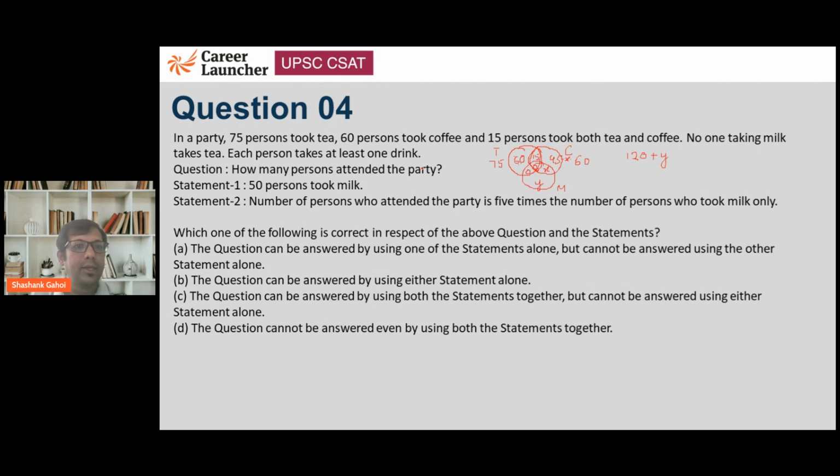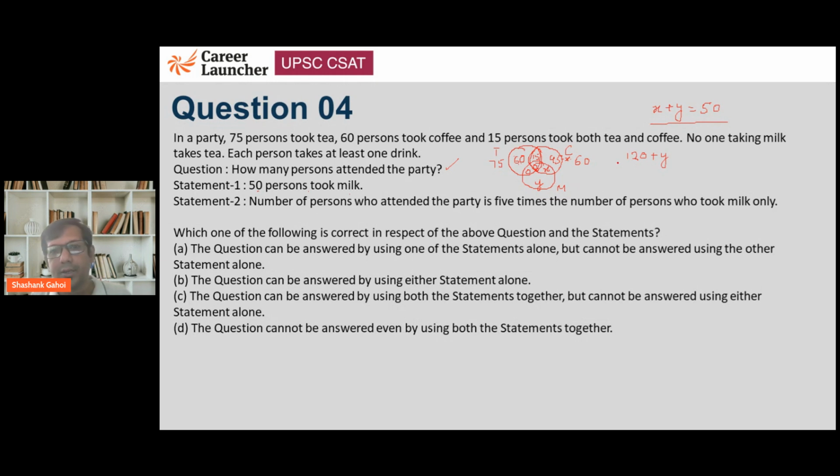Okay. Now the question is saying how many people attended the party. So that is 120 plus Y. So our job is to figure out the value of Y. Okay. Now 50 people took milk. It means X plus Y. The first statement tells us X plus Y is equal to 50. Okay. So X plus Y equal to 50.